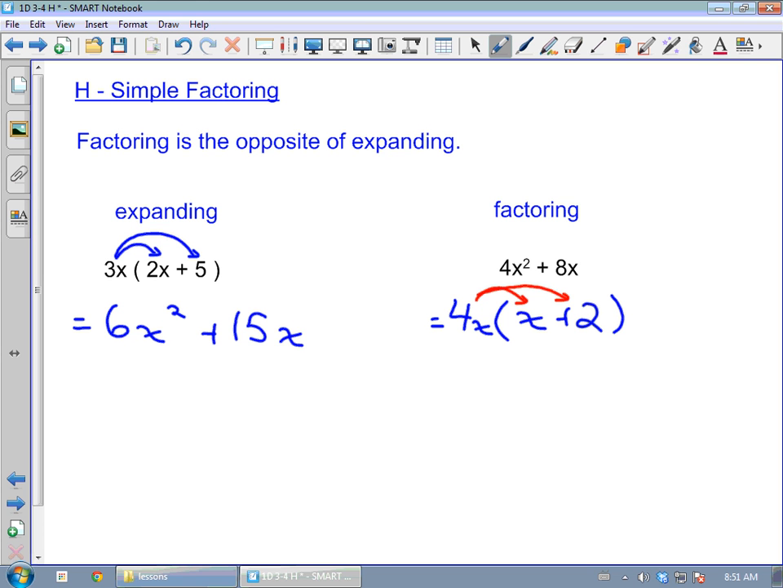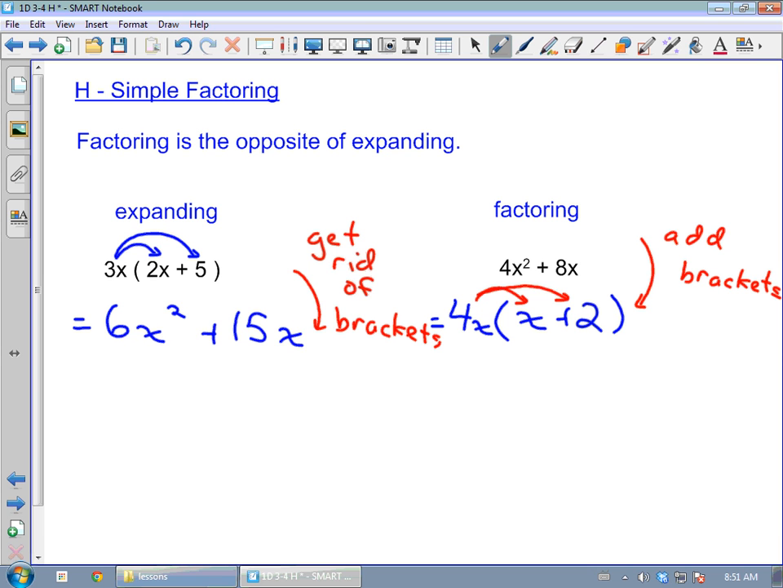Okay? So we're just doing the opposite of what we were doing before with the distributive property. When we were expanding, we were trying to get rid of the brackets. When we're factoring, we're trying to add these brackets. So our answer should always look like something in brackets with some term out in front.